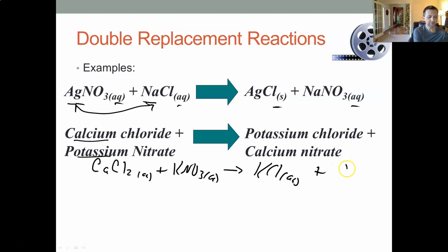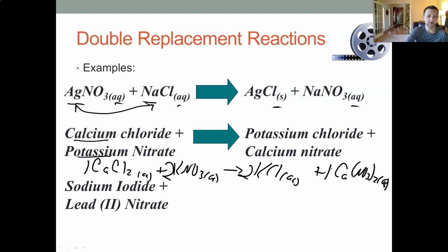And then calcium nitrate, CaNO3, is also aqueous. All right, gotta balance it. So we should put a 2 here, 1, 1. I think that takes care of it. All right, so calcium chloride and potassium nitrate, you have two aqueous ionic compounds to start. Your positive ions switch partners. You rewrite your formulas with your nomenclature rules, and you're good to go. So you start with two ionic compounds, and you're really ending with two ionic compounds as well.